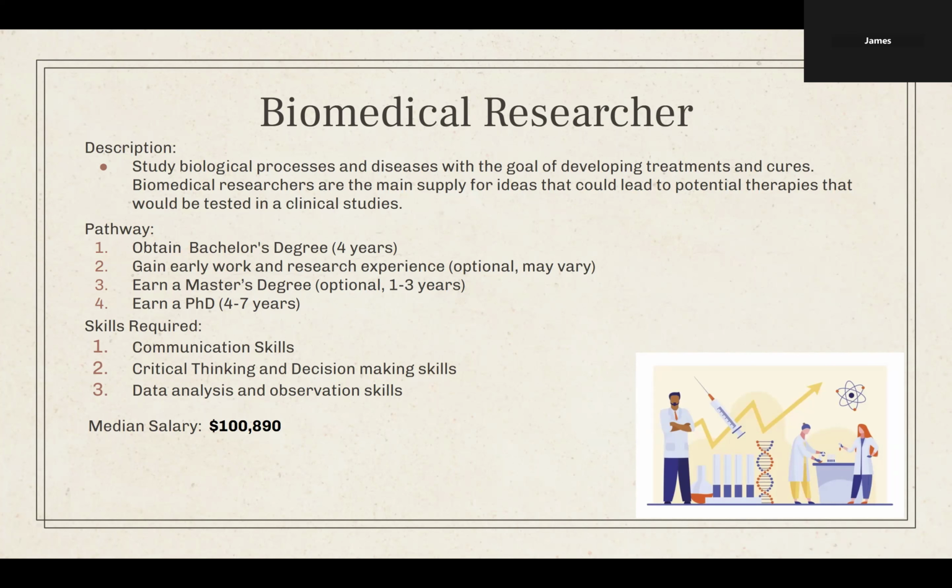The pathway to becoming a biomedical researcher includes first obtaining your bachelor's degree, which again takes 4 years. You could gain early work and research experience, which is optional, and your time may vary on that. Then you can also earn your master's degree, which is also optional and takes 1 to 3 years. And lastly, earn your PhD, which takes 4 to 7 years. The skills required to become a biomedical researcher are communication skills, critical thinking and decision-making skills, data analysis, and observation skills. The median salary for a biomedical researcher is around $100,000 in the US. Next slide.